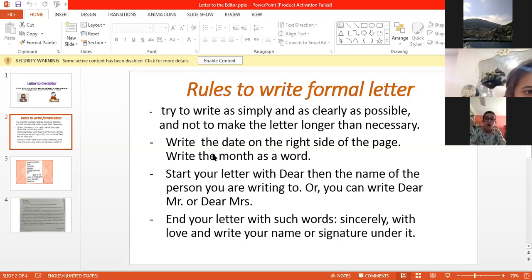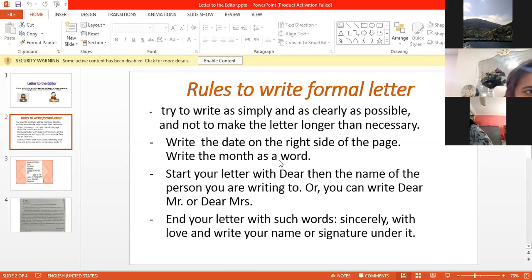Write the date, of course. Where do we write the date? We write it on the right side of the page, on this side. Like if this is a letter, you would write the date here. And if you want to write your address as well, you can write it under the date, also on the right side, the top right side of the page.